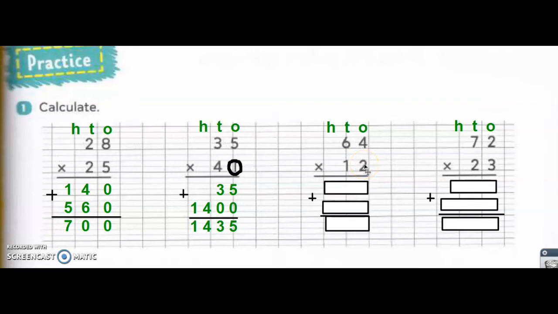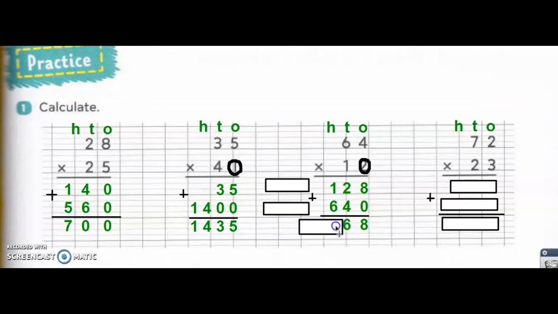Now for the third operation, 64 multiplied by 12. I start with the ones always. 2 times 64. 2 times 4, 8. 2 times 6, 12. Now I start with the tens. Do not forget to add the 0, or when you are done with the 2, you can replace it with a 0 to remember to add the tens 0. So I add the tens zero, and then I multiply. 1 times 64. 1 times 4, 4. 1 times 6, 6. Now what am I supposed to do with these two numbers? I add them. 8 plus 0, 8. 2 plus 4, 6. 1 plus 6, 7.